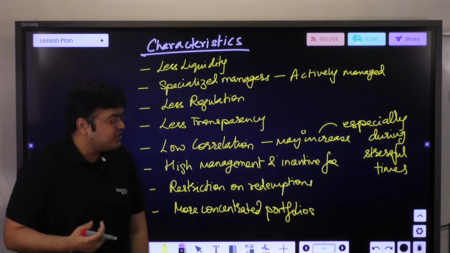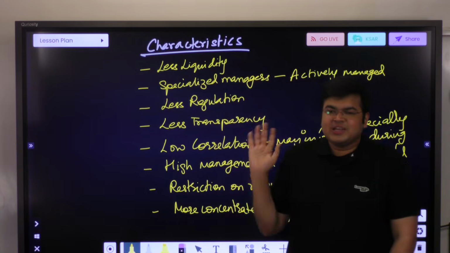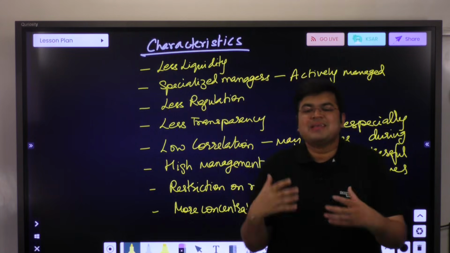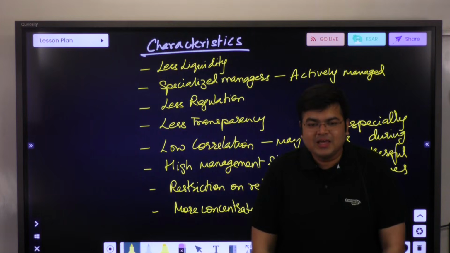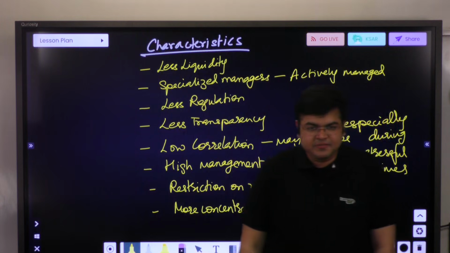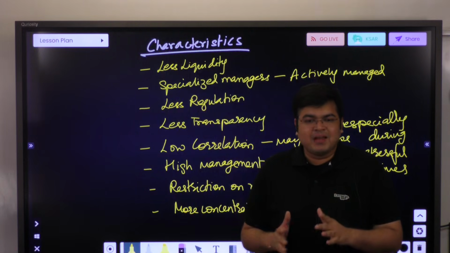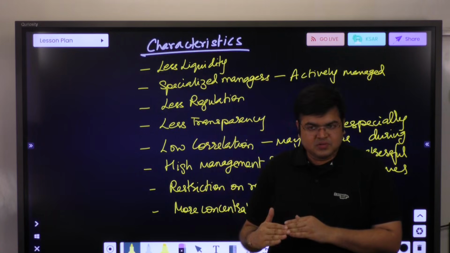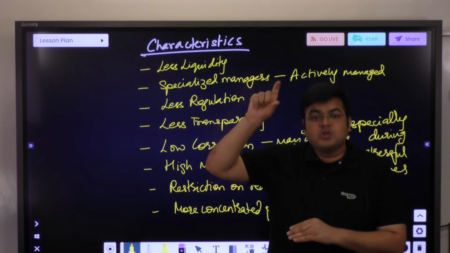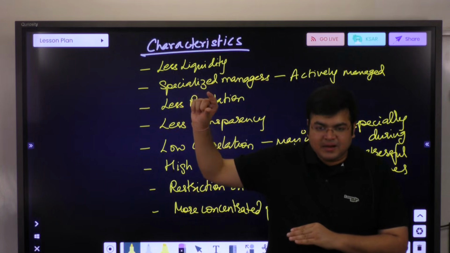Next is your high management and incentive fees. Alright, so one, we've understood specialized managers are required. If somebody is having specialized skills, will they be asking for more money or less money? More money. So high management and incentive fees. Let me give you another example. When you're looking at equity fund managers, let's say on an average, suppose there are 100 managers. The top 25 managers, or the top quartile managers, on an average are earning, let's say, 18%.